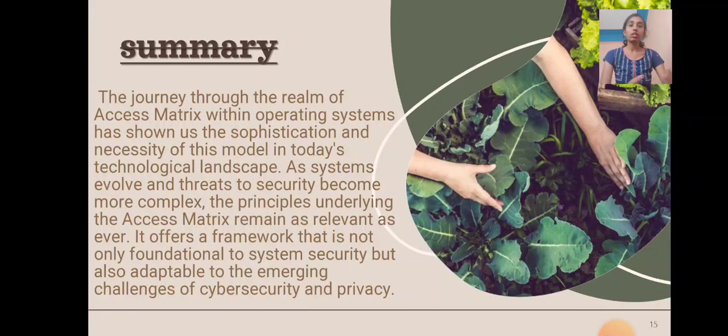When it comes to its summary, the journey through the realm of access matrix within operating systems has shown us the sophistication and necessity of this model in today's technological landscape. As systems evolve, the threats to security become more complex. The principles underlying the access matrix remain as relevant as ever. It offers a framework that is not only foundational to system security but also adaptable to the emerging challenges of cybersecurity and privacy.